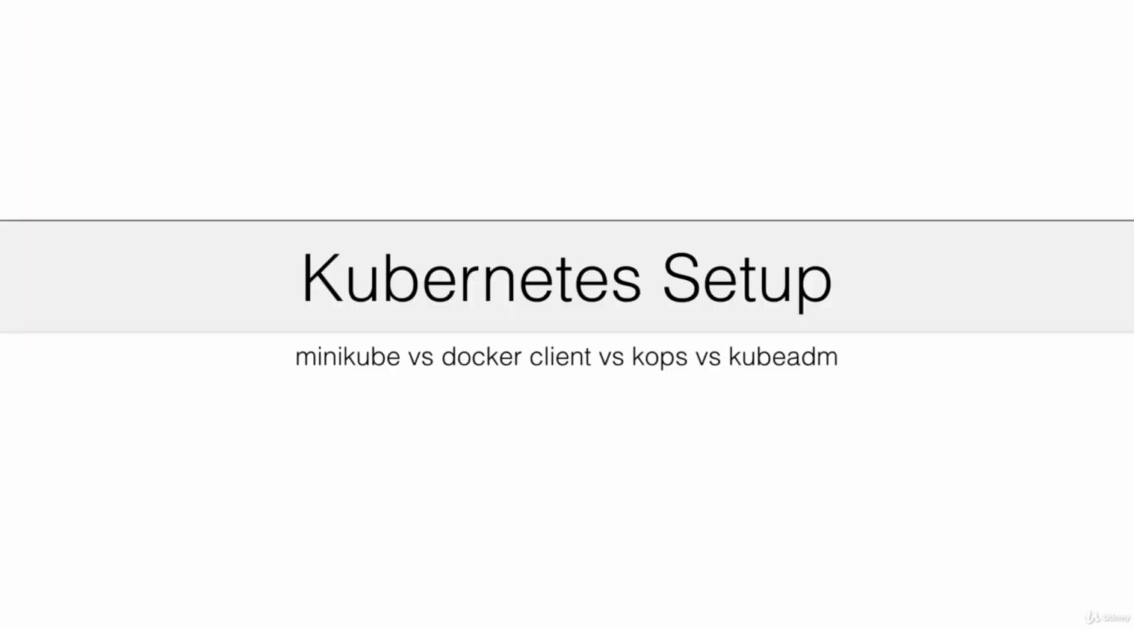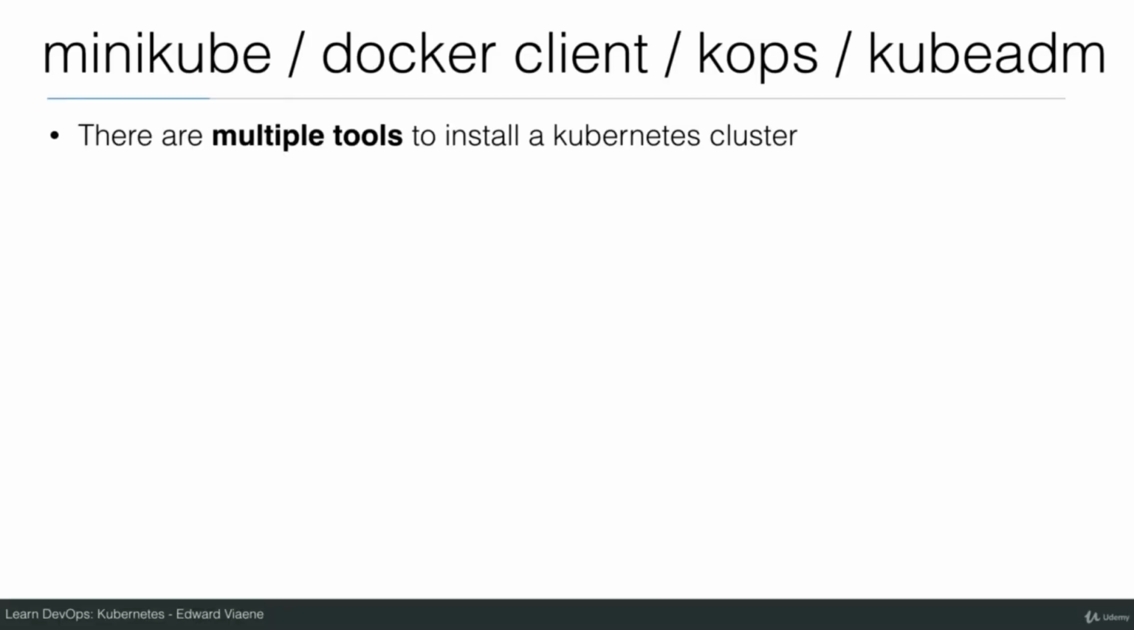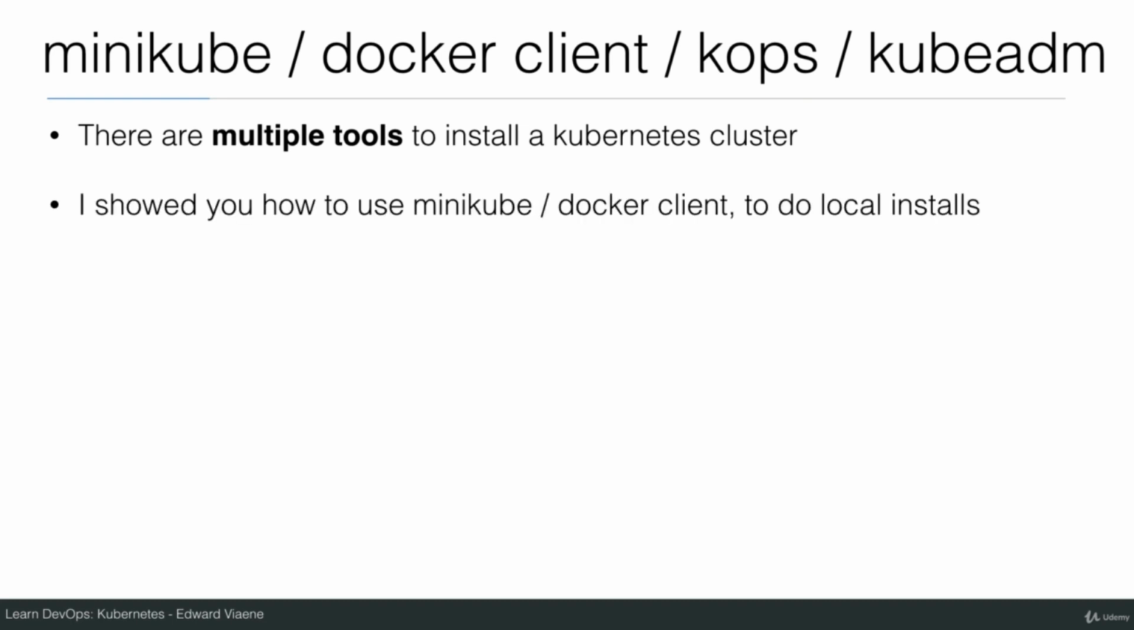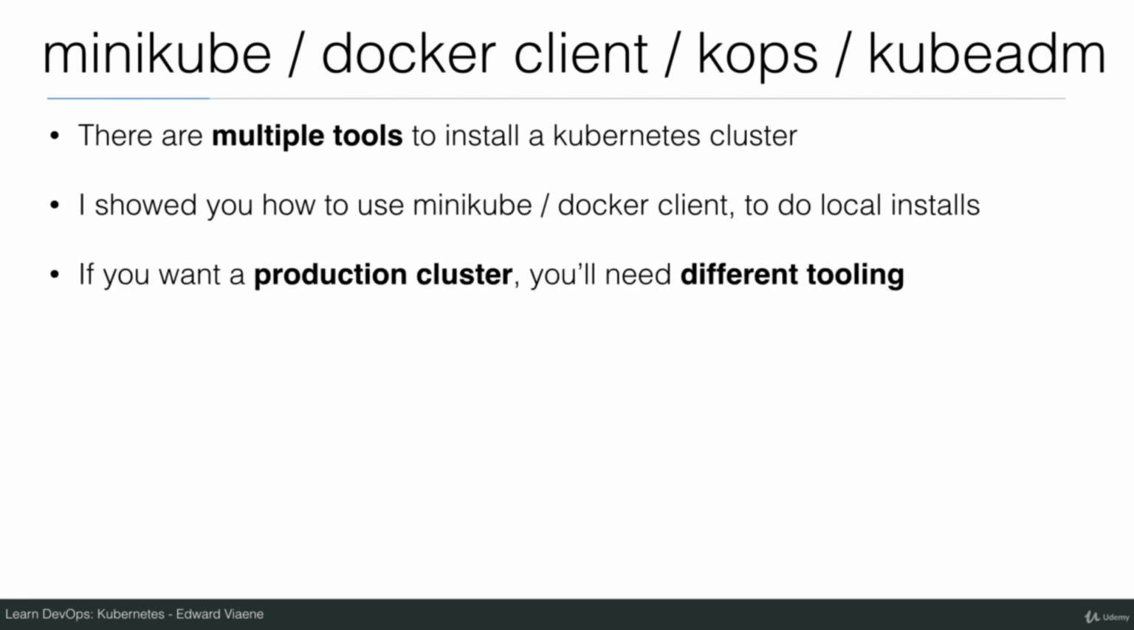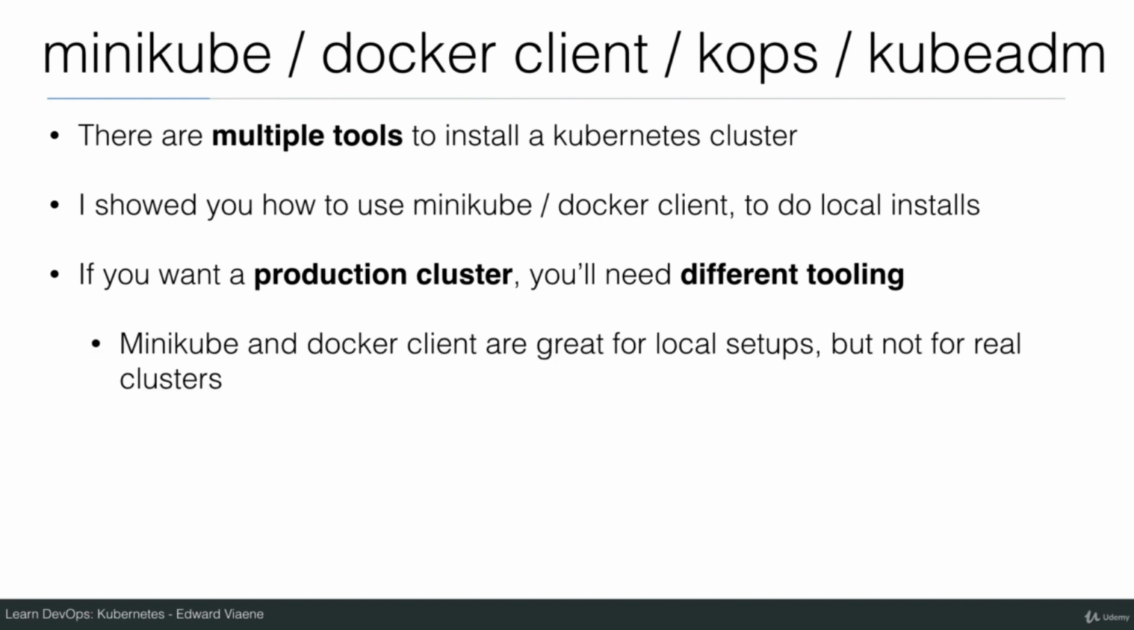I just showed you how to use Minikube or the Docker client to get a Kubernetes cluster. Now let's talk a little bit about other tools to run a production cluster. There are multiple tools to install a Kubernetes cluster. I showed you how to use Minikube and the Docker client. Those are for local installs. If you want a production cluster, you will need different tooling. Minikube and Docker client are great for local setups, but not for real clusters. They spin up only a one-node cluster for development and testing.